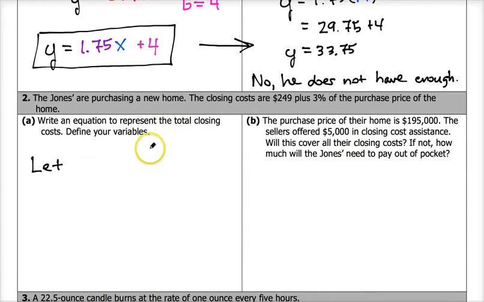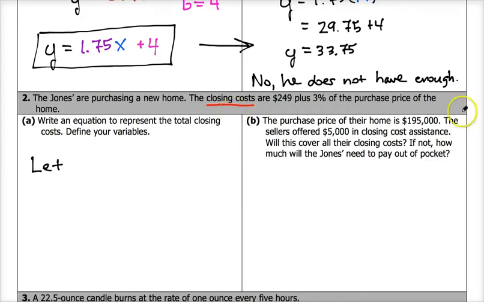Now for this problem, it might be good to understand a little bit about what closing costs and purchase price mean. Closing costs are simply the fees that you pay when you work with a realtor. So if you go to buy a house someday and you work with a realtor to help you find a house and purchase it, you will be paying that realtor or that company more than just the price of the house. You'll be paying them a certain fee depending on typically how much the house costs.